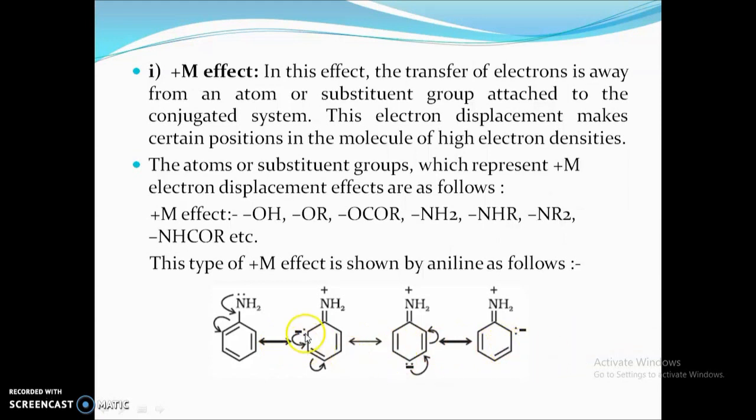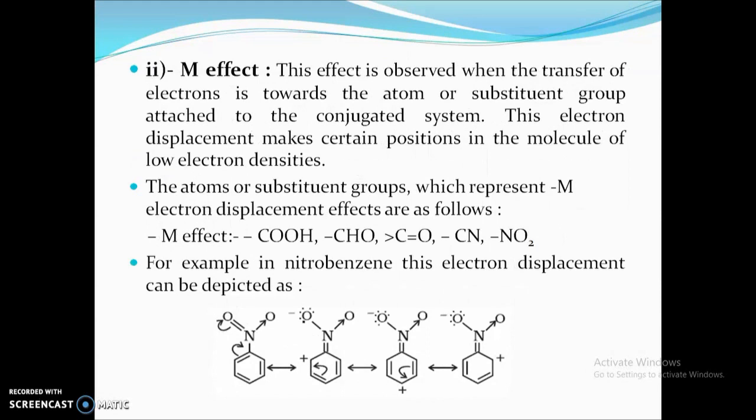Now, in aniline, negative charge is developed on these two positions, which are termed as ortho positions, which we will discuss later in the chapter on aromatic compounds. And this particular position which has negative charge is termed as the para position. So, negative charge is developed on the ortho and para positions in aniline due to this type of plus M effect.